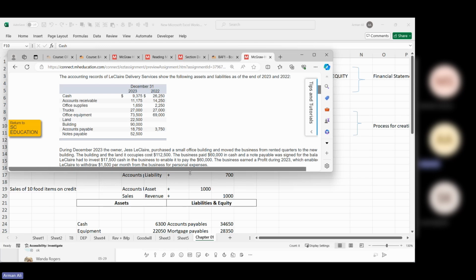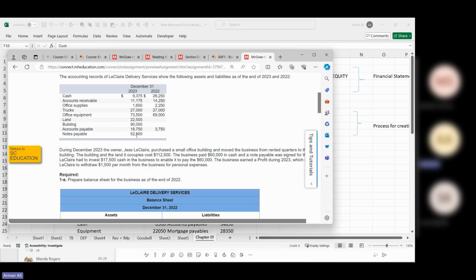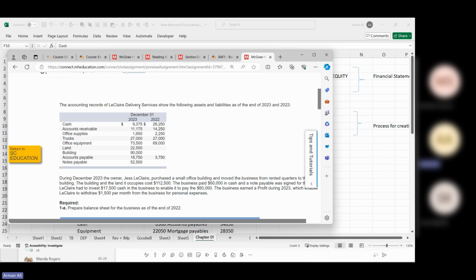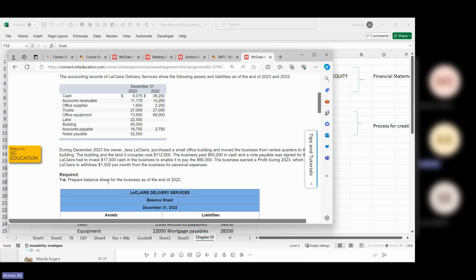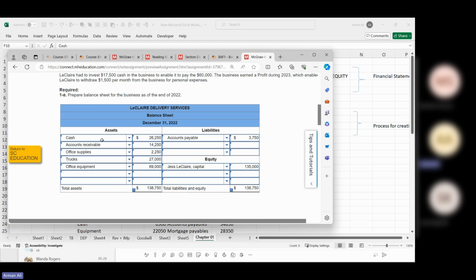The accounting records of Clear Delivery Services show the following assets and liabilities as of the end of 2023 and 2022. Prepare a balance sheet for the business at the end. So all you have to do, the amounts are there. You just have to identify them properly again. That's it.